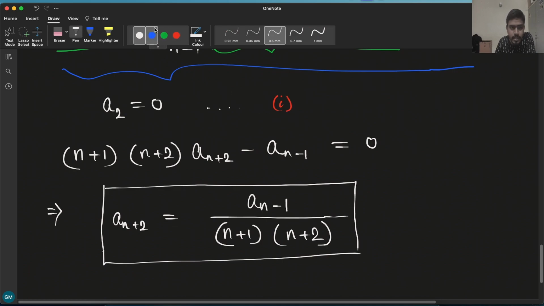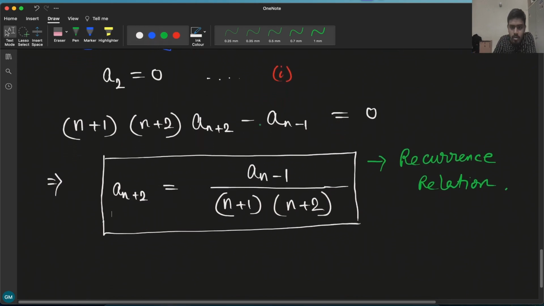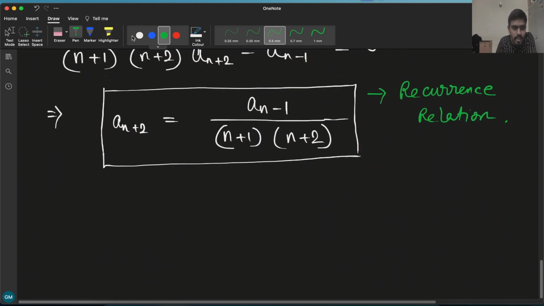This is our recurrence relation. So if I know the (n-1)th term, I can get the (n+2)th term. And we know a2 equals 0. So let's see what this recurrence relation does.